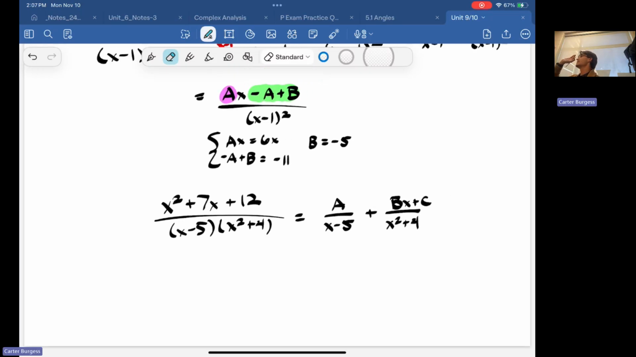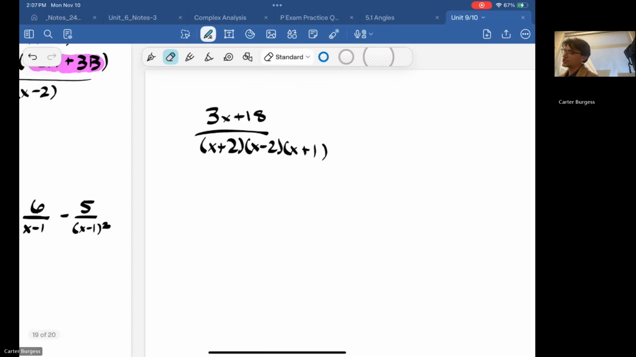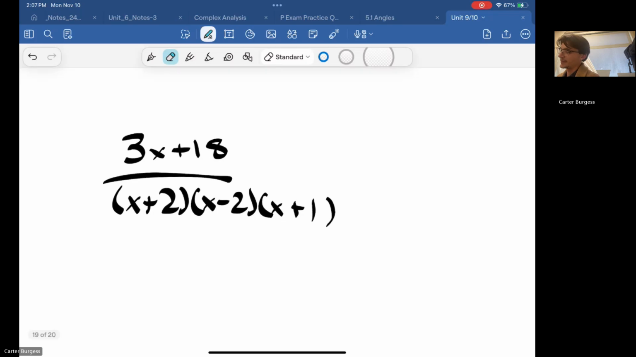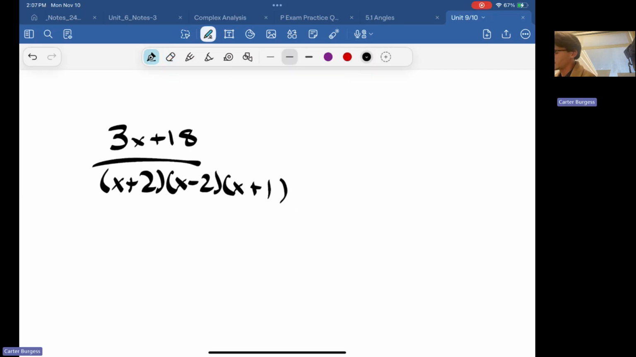Okay. Let's look at one final example. Try this one. I'm going to help you get started on it, and then I want you to find it yourself. Take the pattern and extrapolate it. What would the decomposition look like for something like this? Very nice.